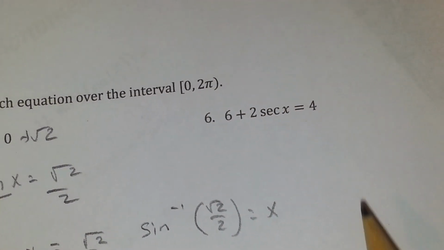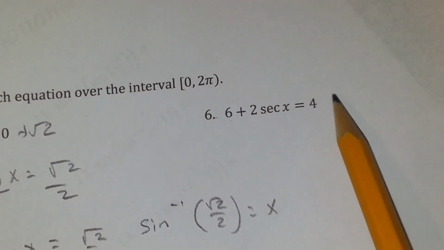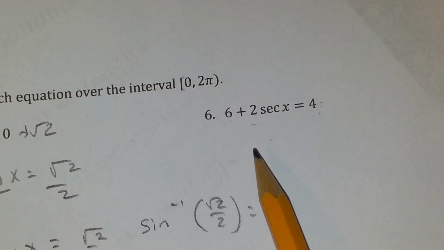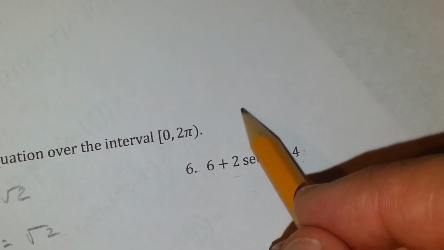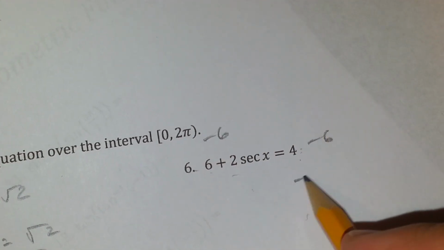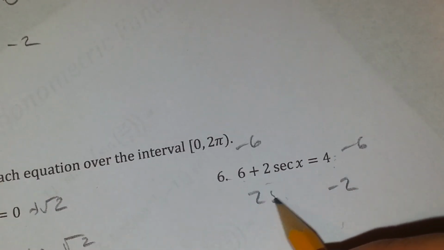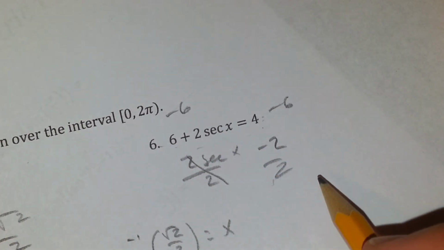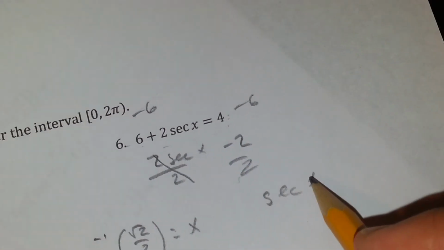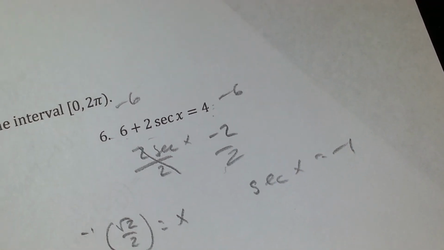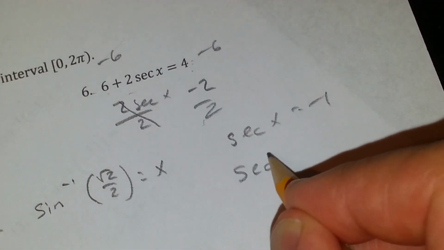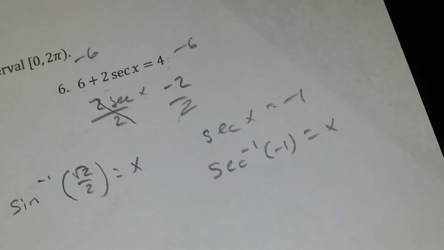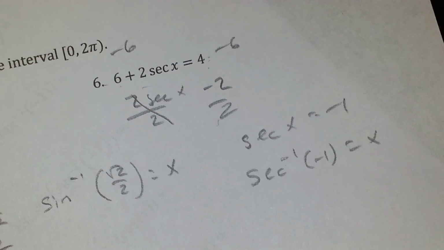And then we learned how to solve some things algebraically. Here, I subtract 6 and get negative 2, divide by 2, and get secant. So 2 secant x equals negative 2, divide by 2, secant x equals negative 1. Inverse secant of negative 1 will get me what x is. All right, that's it. Enjoy.